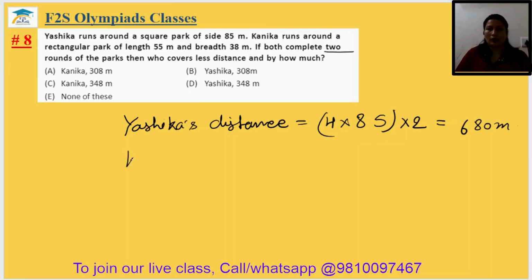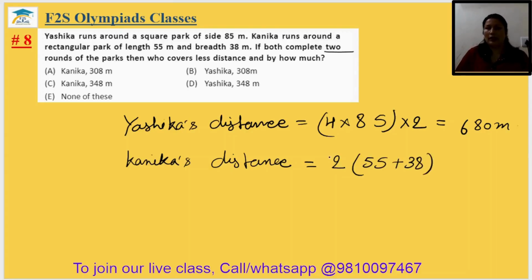Now Kanika's distance will be equal to the perimeter of the rectangle, that is 2 into L, which is 55, plus breadth, which is 38, and since she has taken 2 rounds, that's why multiply by 2.